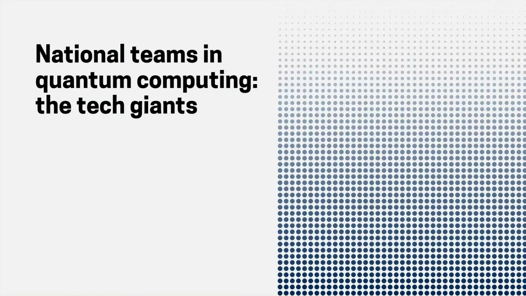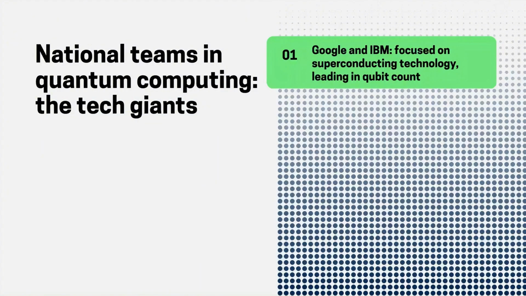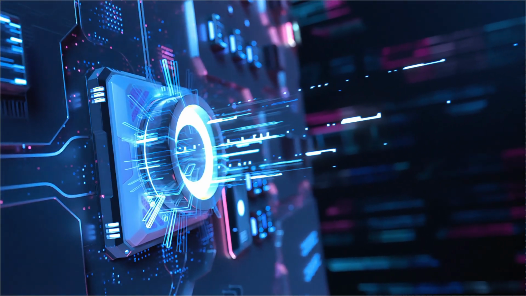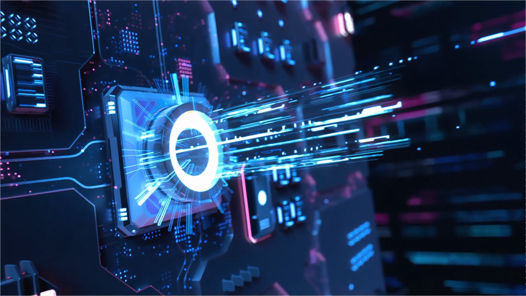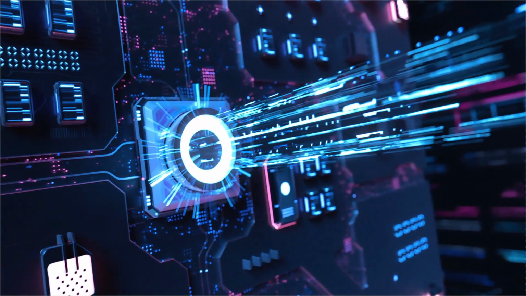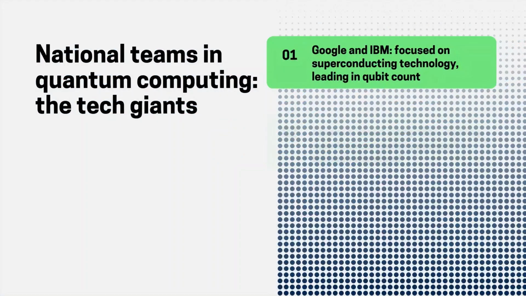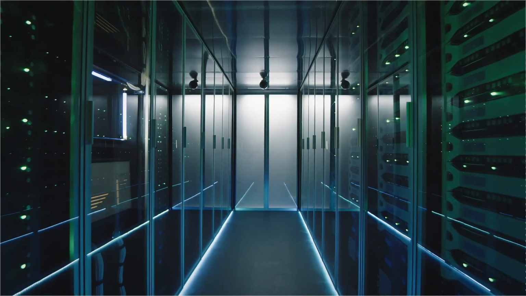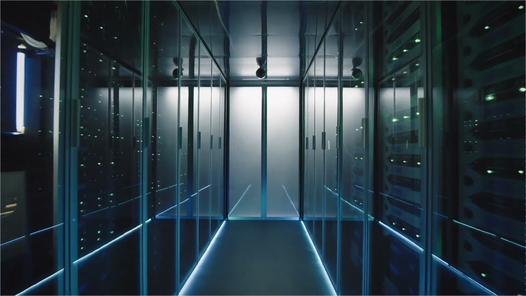First, let's talk about the tech giants you already know. Google and IBM are both on the superconducting quantum computing path. Google is known for its 2019 quantum supremacy claim, while IBM is a step ahead in hardware development and cloud services. Amazon, the cloud services boss, has chosen a cloud integration approach.